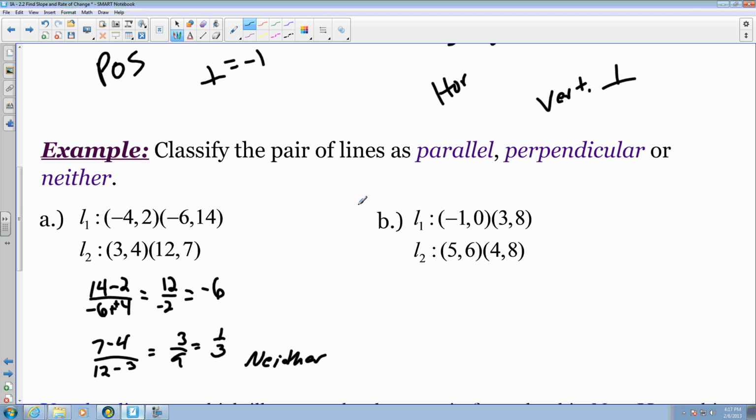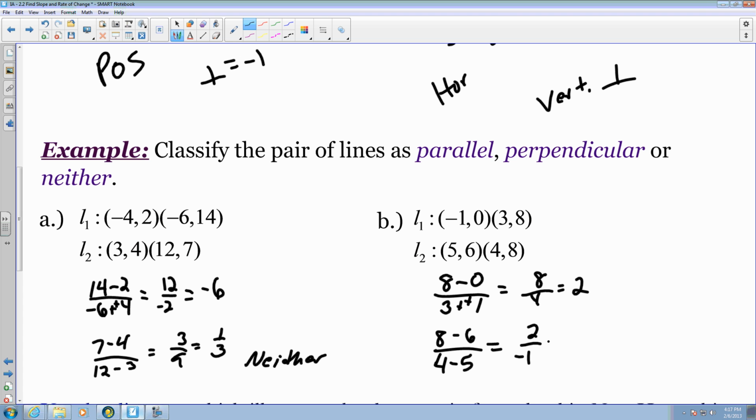Looking at B, when I say 8 minus 0 divided by 3 minus a negative 1, plus plus, that's 8 divided by 4. This gives me a 2. Now here I have 8 minus 6 divided by 4 minus 5, which equals 2 over a negative 1, which equals a negative 2.